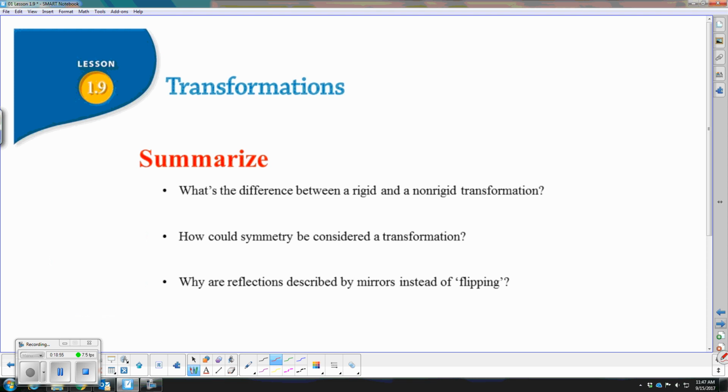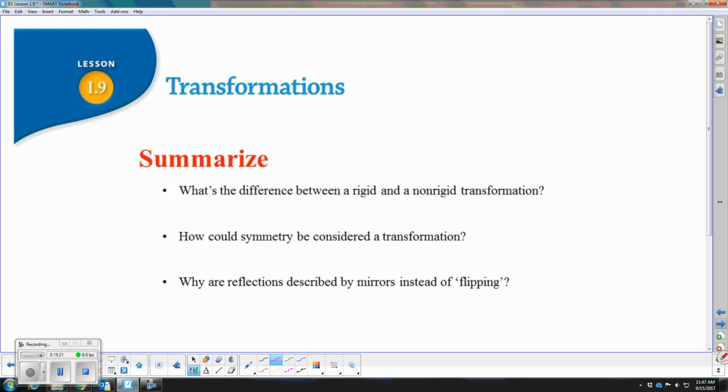So on your own, take some time to think of these summarized questions. What's the difference between a rigid and non-rigid transformation? How could symmetry be considered a transformation? And again, we use the term isometric images, so think of that term as well. And why are reflections described by mirrors instead of flipping? What's the difference between mirroring and flipping?